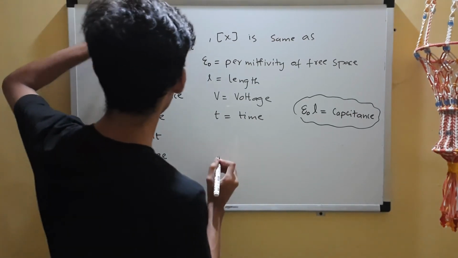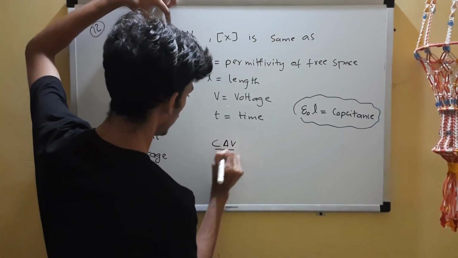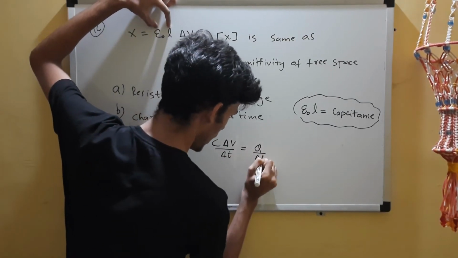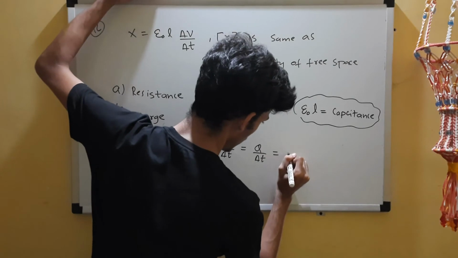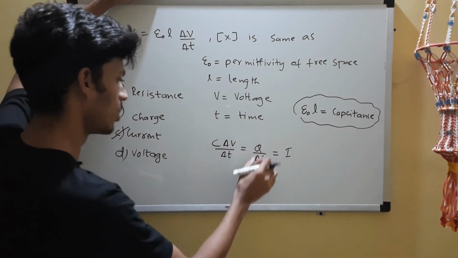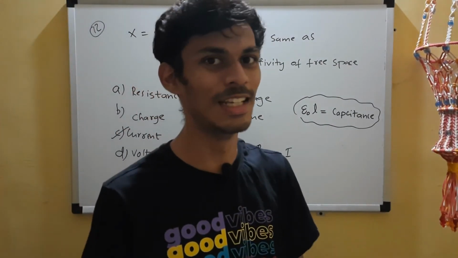Let's repeat that. Epsilon naught into L is C, so epsilon naught L into V by delta T is CV by delta T. CV is Q, and Q by delta T is the rate of flow of charge, which you can say is current, just like I equals Q by T. So it was so easy to do this, right?